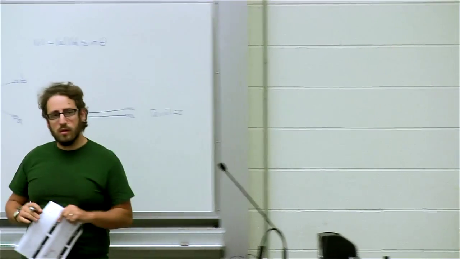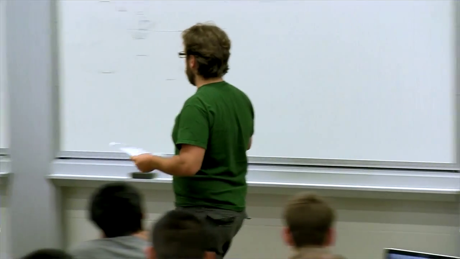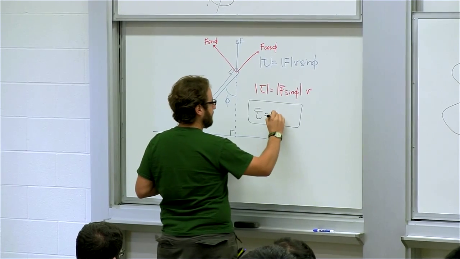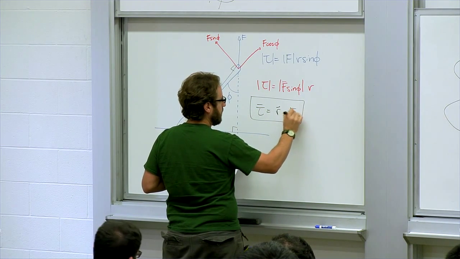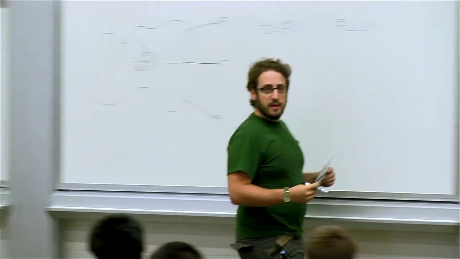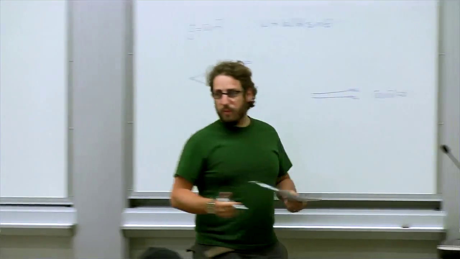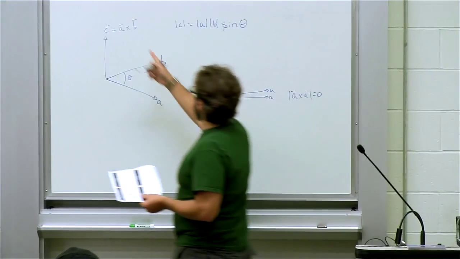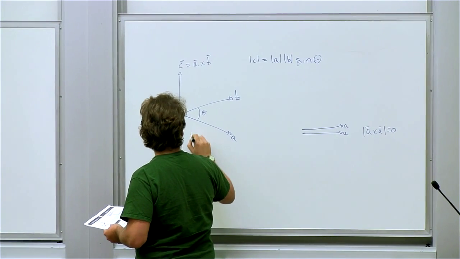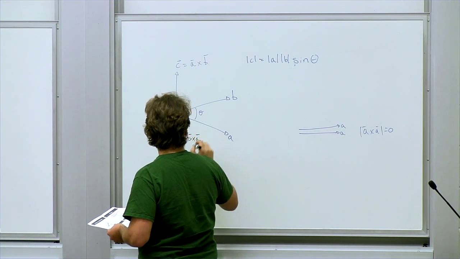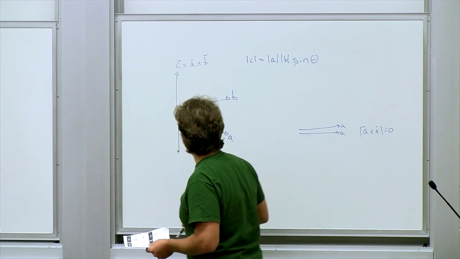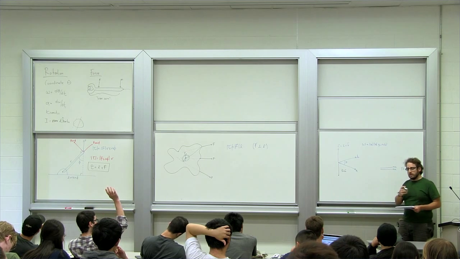That's like F cross R or R cross F. Oh, thank you. It's R cross F. And why does that matter? Is A cross B the same as B cross A? No. They're opposite each other, right? This is A cross B, and this is B cross A. So thank you, yes, R cross F.